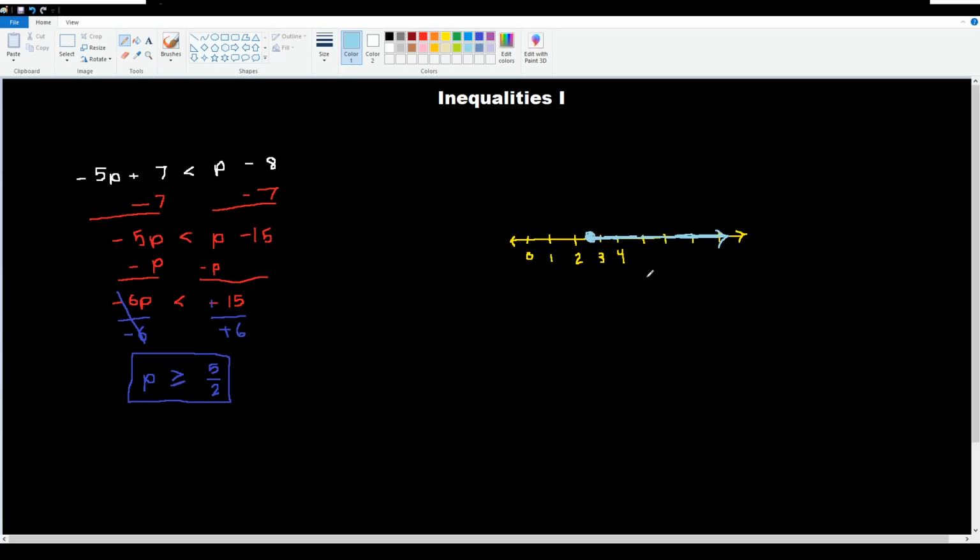So basically, these are the basics of inequalities. Just remember some key things like the sign flipping when you multiply or divide by a negative number on both sides, the open circle for a normal inequality and the closed circle for greater than or equal to or less than or equal to. That's basically all you have to remember for the fundamentals of inequalities.